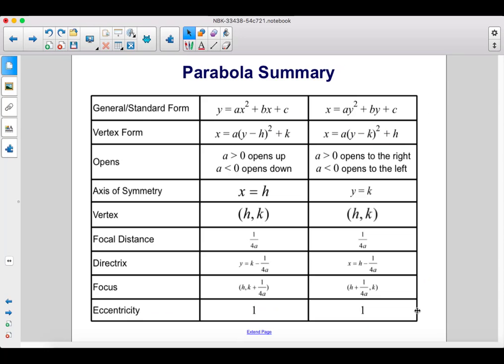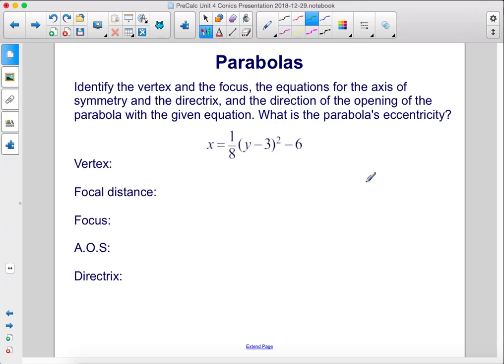Here is a summary of everything that we have learned about parabolas. Identify the vertex and the focus, the equations for the axis of symmetry and the directrix, and the direction of the opening of the parabola with the given equation. What is the parabola's eccentricity?